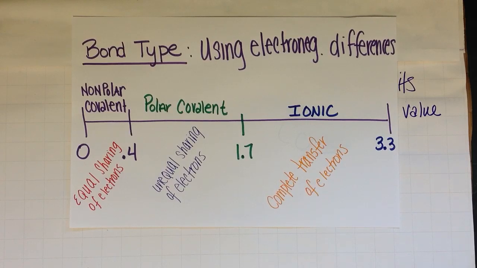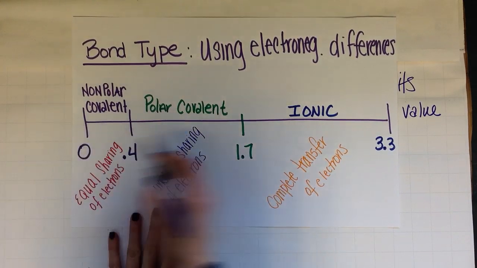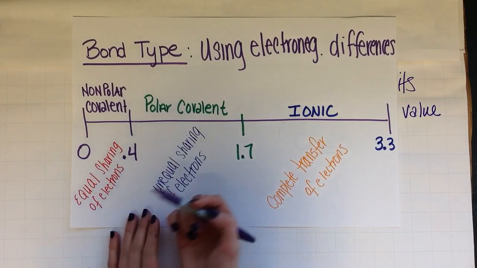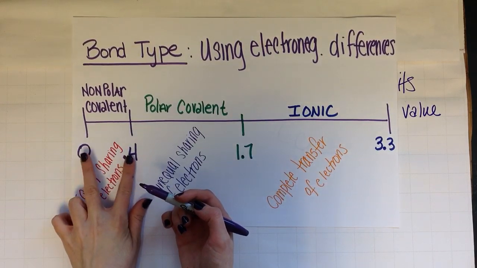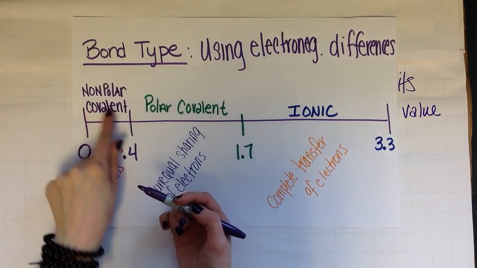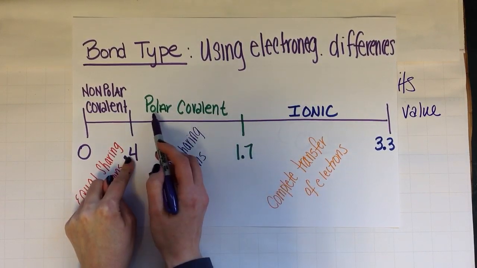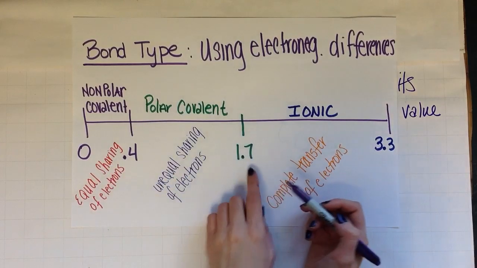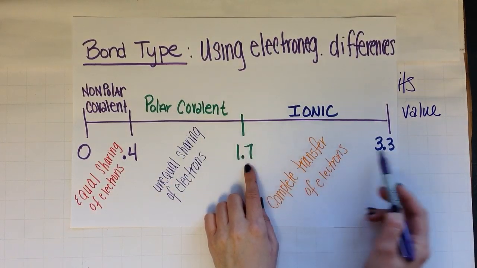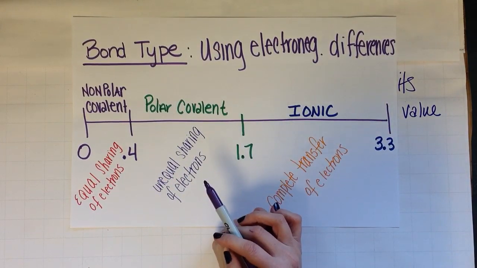So if you look here, this chart ranges from 0 to 3.3. When I do my subtraction, if it falls in this range, 0 to 0.4, it's nonpolar covalent. When I go from 0.4 to 1.7, the bond type is called polar covalent. And if the difference lies between 1.7 and 3.3, the bond type is called ionic.